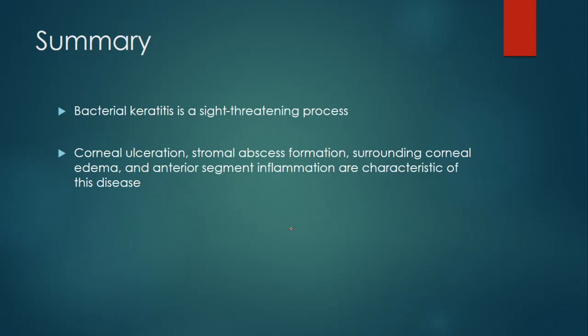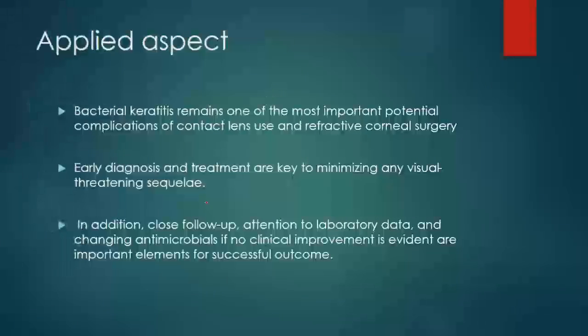To summarize, bacterial keratitis is a very sight-threatening process. Corneal ulceration, stromal abscess formation, surrounding corneal edema, and anterior segment inflammation are all characteristics of the disease, and it has a long-standing effect on visual acuity. Now, what is the applied aspect of bacterial keratitis? It is one of the most important complications of contact lens use and refractive corneal surgery. Early diagnosis and treatment are key to minimizing any vision-threatening sequelae. In addition, close follow-up, attention to laboratory data, and changing antimicrobials if no clinical improvement is evident are important elements for a successful outcome.